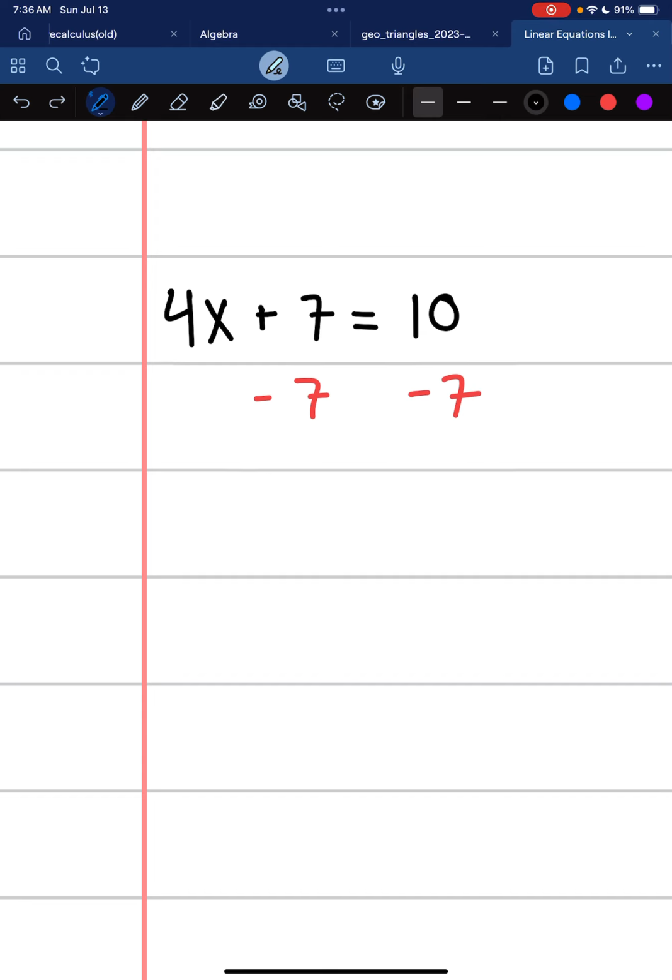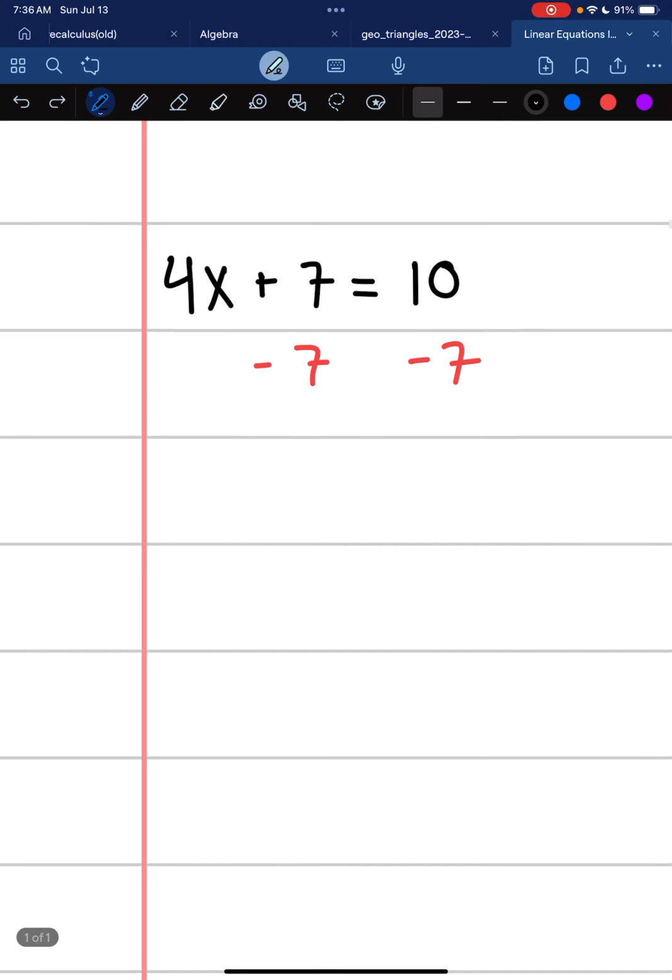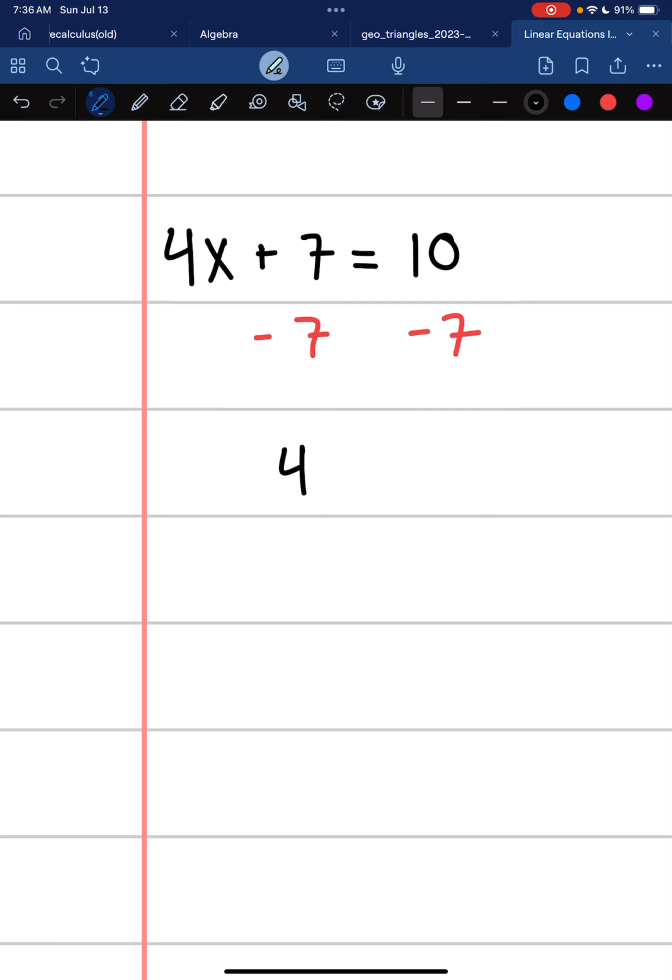You can see that on the left side, 7 minus 7 is 0, and we're just left with 4x. Or you could say, 4x plus 0, or just 4x. And on the right side, it's 3. So now, all I need to do is get rid of this 4. Again, since I'm multiplying 4 times x right now, I'm going to do the opposite operation. So I'm going to divide both sides by 4. And I end up with x equals 3 over 4.